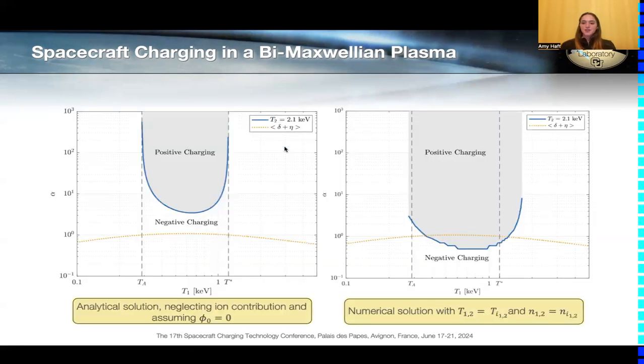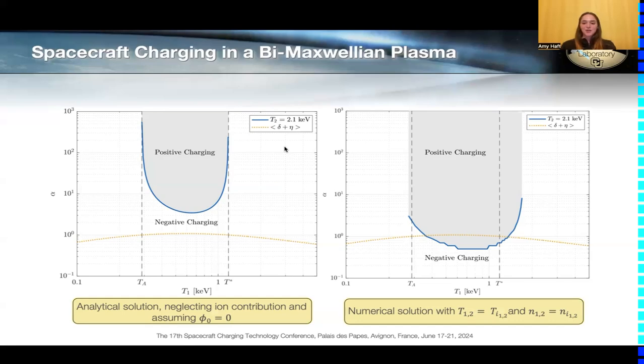The graphs here illustrate the charging threshold for the bimaxwellian plasma. The figure on the left is the simplified analytical solution, neglecting the ion contribution and assuming the initial target potential is 0. Within the U-shaped curve, the spacecraft will be charged positively, and below the curve, the spacecraft will be charged negatively. It is interesting to me that the asymptotes of this curve are at the critical and anticritical temperatures.